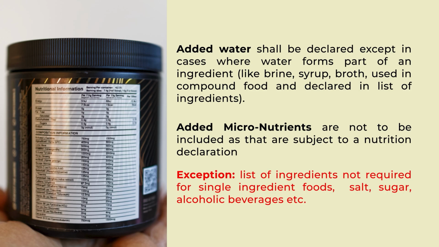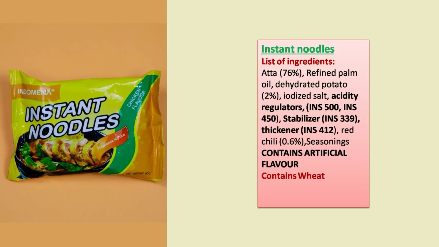Here I have given one example of a food label which is showing the list of ingredients used in instant noodles. You can see that the main ingredient is atta, that is the wheat flour, at 76%. That should come first in the list of the ingredients, as I mentioned that it has to be given in the descending order of the weight or the volume. Then there is also a special mention of the palm oil. When vegetable oil is used, the actual name of that oil should be mentioned. Here you can see the other additives are also mentioned as stabilizer, thickener, and the acidity regulators are also given in the list of ingredients.